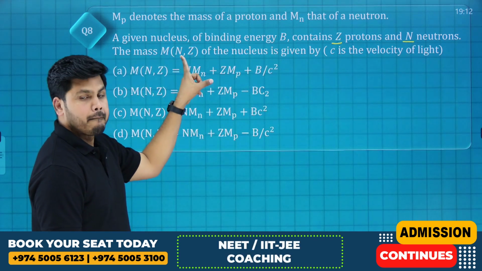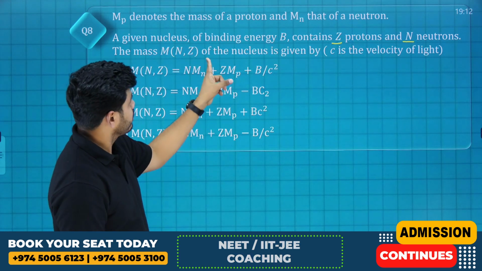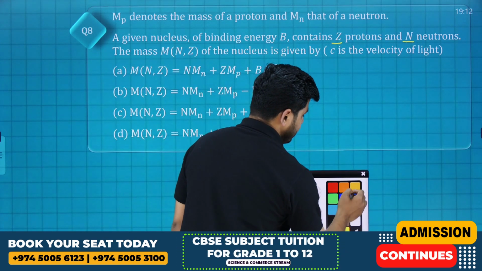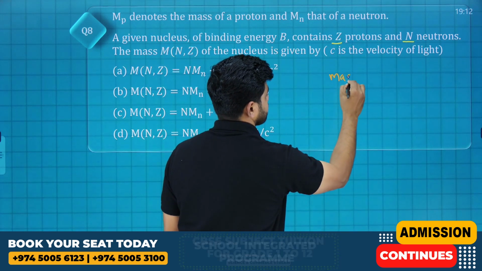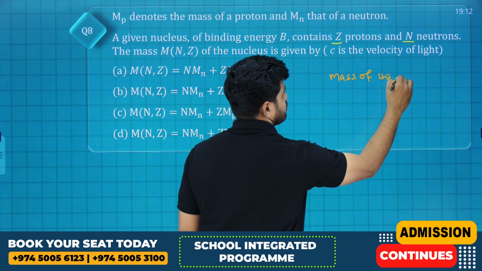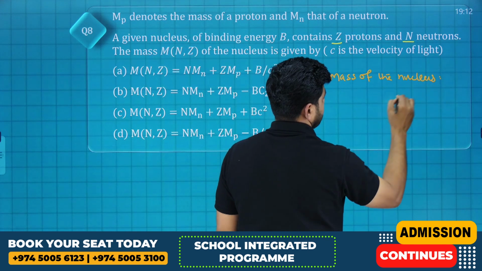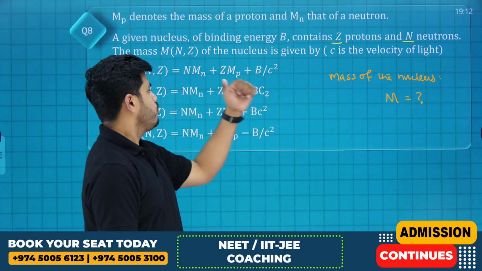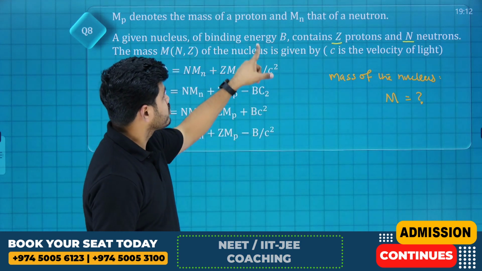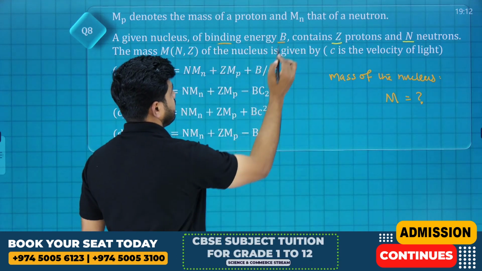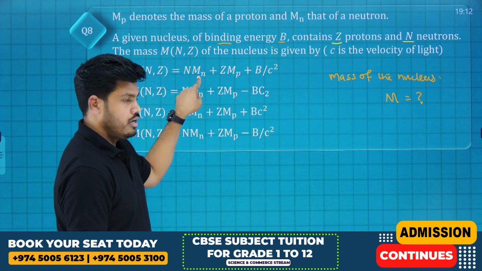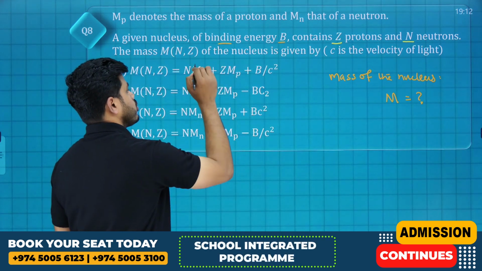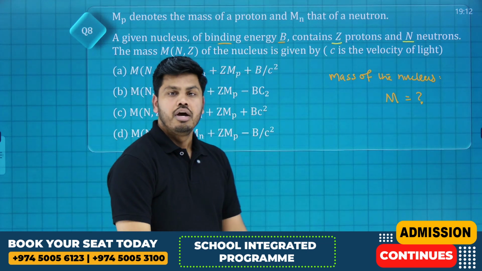The mass M(N, Z) of the nucleus is given by... So we are asked to find out what is the actual mass of the nucleus. Mass of the nucleus we have to find out, in terms of what are the given values? B stands for binding energy, Mn is mass of neutron, Mp is mass of proton, Z is the number of protons and N is the number of neutrons.